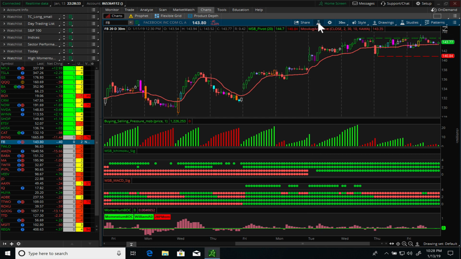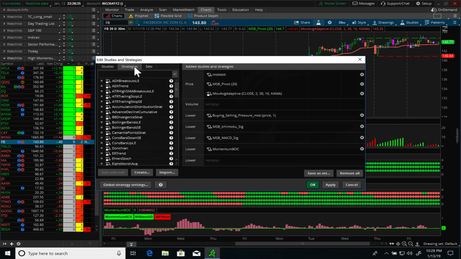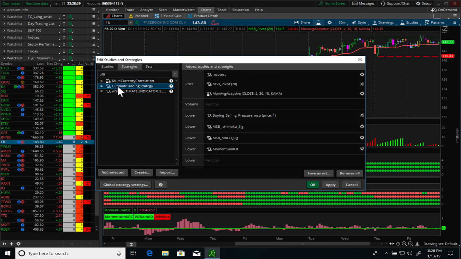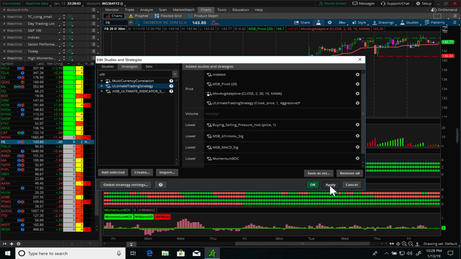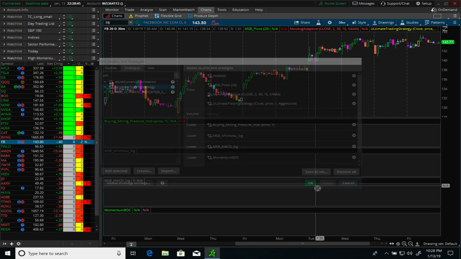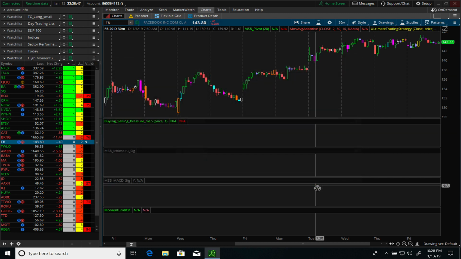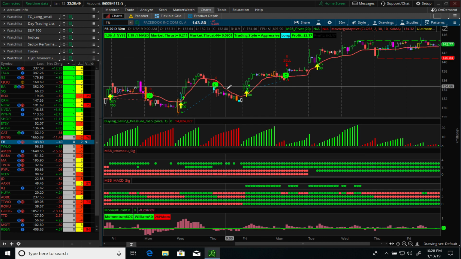So the first thing we'll do is, as you see, it's a blank chart and a strategy. I'm going to look for the ultimate trading strategies. We're going to add that. So let's apply this study and hit OK on that. So the first thing you'll notice is it'll start giving you some information on the top bar, right? And this is the breadth of the market for Friday, and this is what the market thrust is.